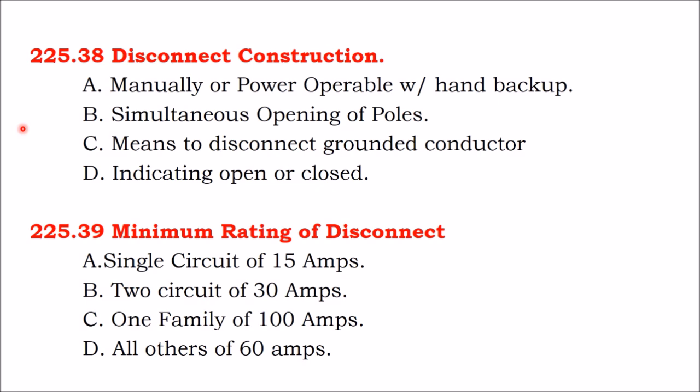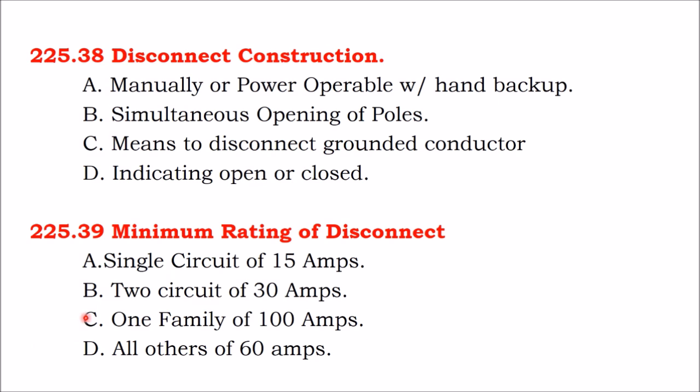There should be a means to disconnect the grounded conductor, and it needs to indicate open or closed. And then we have some minimum ratings of the disconnect as well. And this is where, let's say you're doing a supply side tap connection. The minimum size of a supply side tap connection is 60 amps. And what we're seeing is a one-family dwelling has a 100 amp minimum.